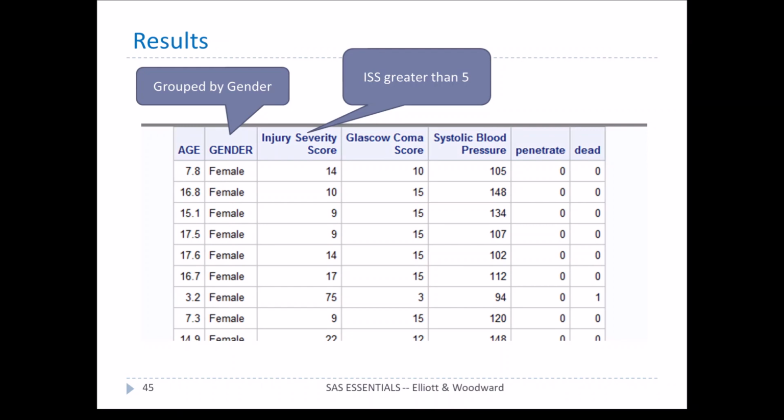So here, again, it's grouped by gender, and so female appears first. And then we have the injury severity score. Notice all of them are greater than 5. So if we continued further down here, we would eventually get to males, and we would see similar kinds of things in the gender grouping of males.